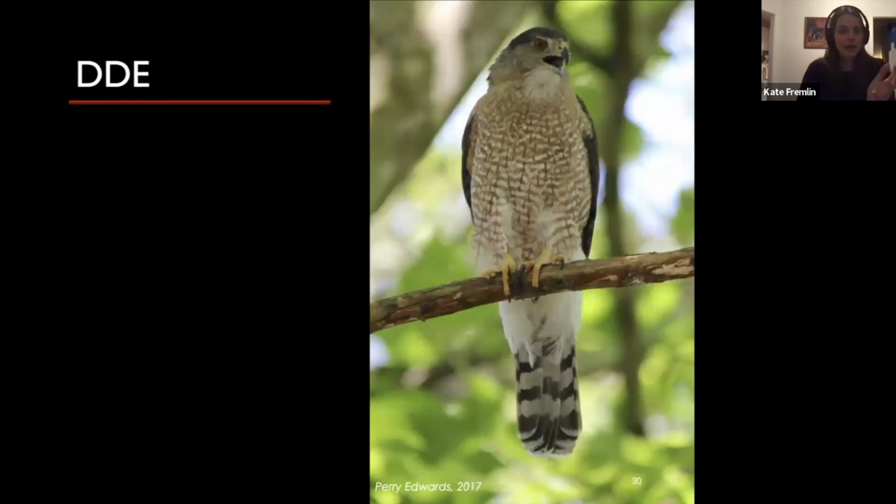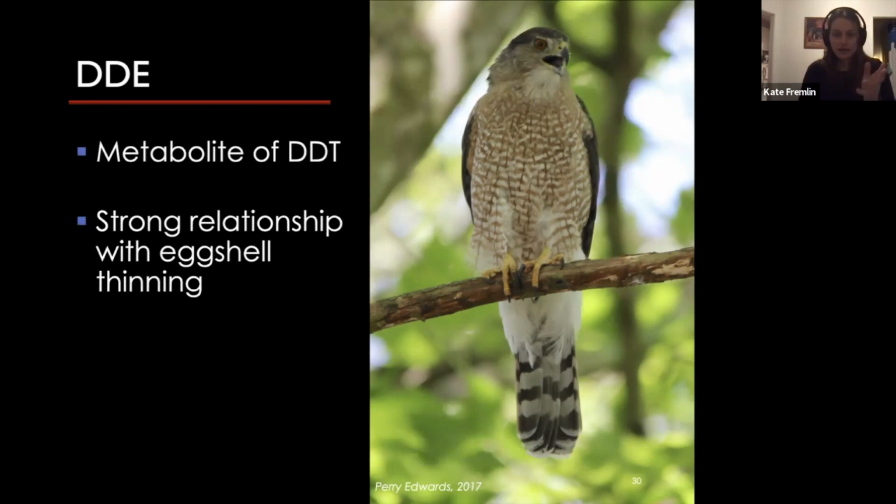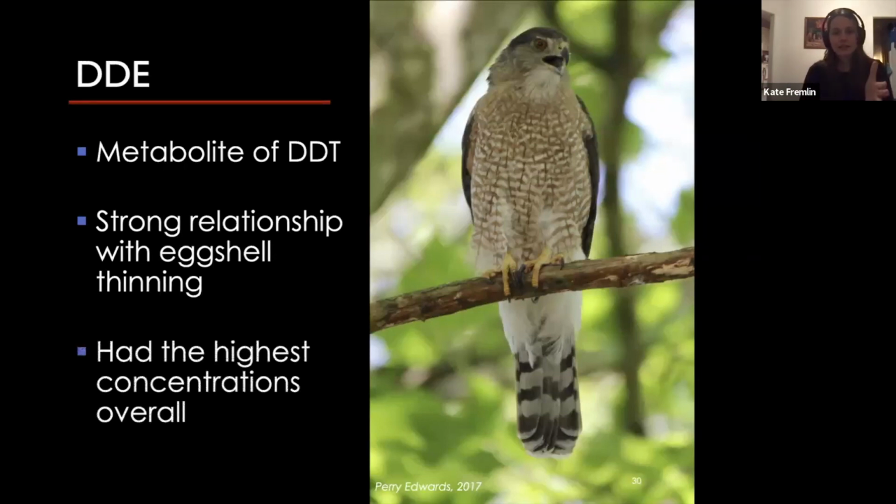And now looking at one of our pesticides. So DDE is actually the metabolite of DDT. So when you absorb DDT, it can get broken down into DDE. This metabolite is actually the chemical that has that very strong relationship with eggshell thinning, versus it's not actually DDT. And this is the contaminant out of all my contaminants that had the highest concentrations, so it was even higher than PCB 153.